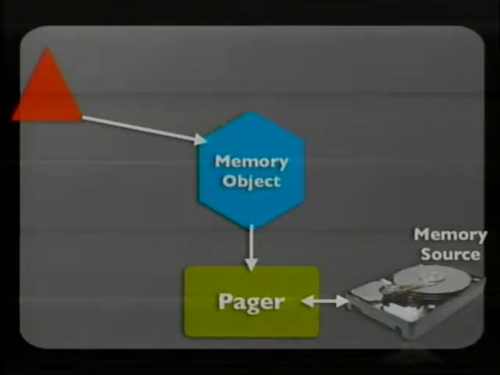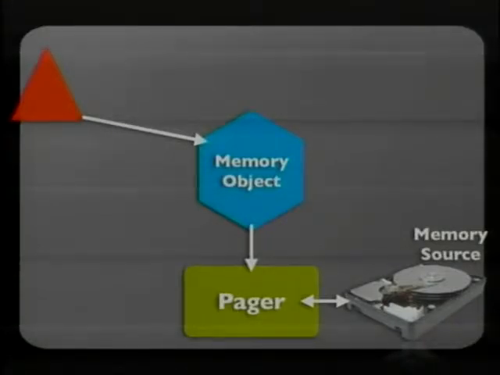So where could memory come from? It could come from many places. It could come from a file system. If you mmap files, like all dynamic shared libraries, they're memory mapped. That's handled by what's called a vnode pager in macOS X. Memory could come from a device like a frame buffer. That kind of memory is handled by the device pager.